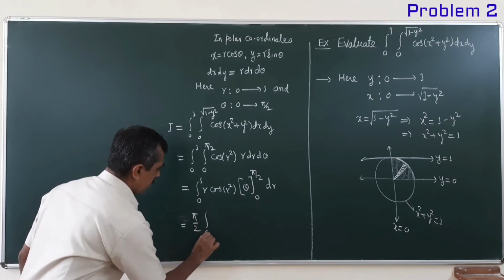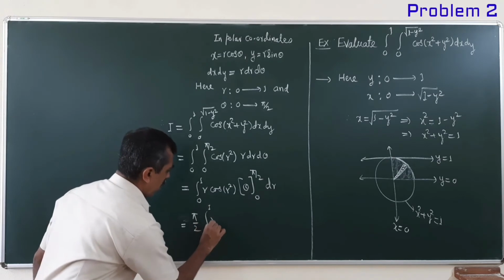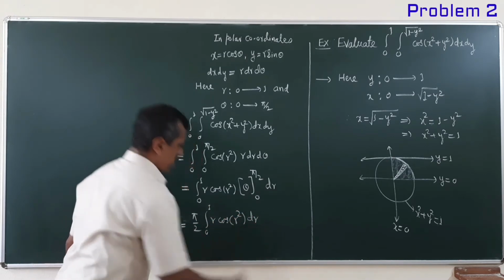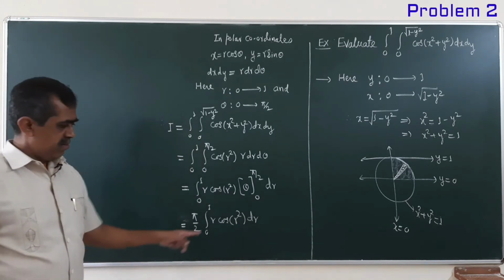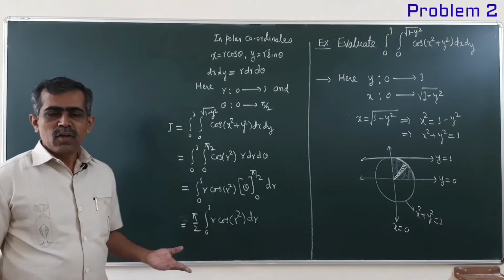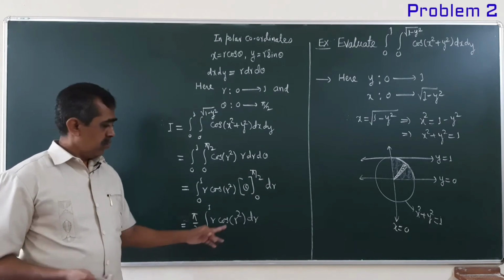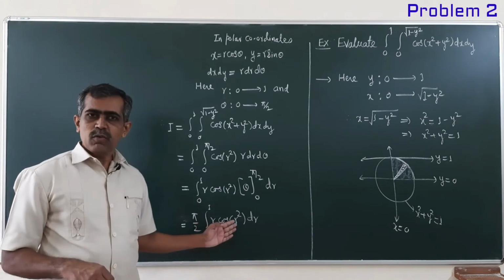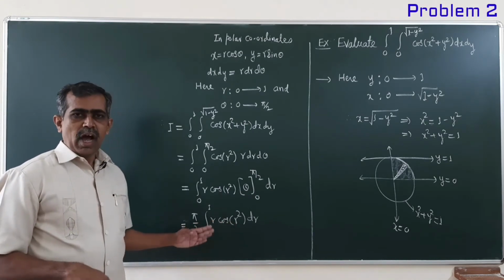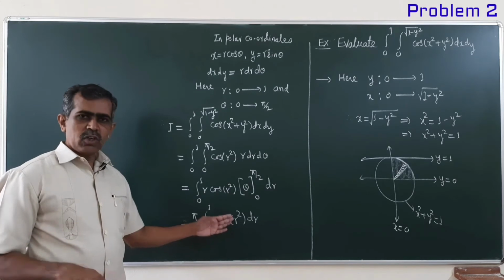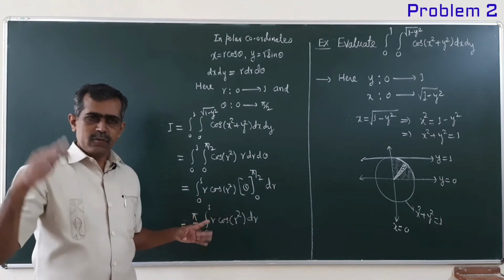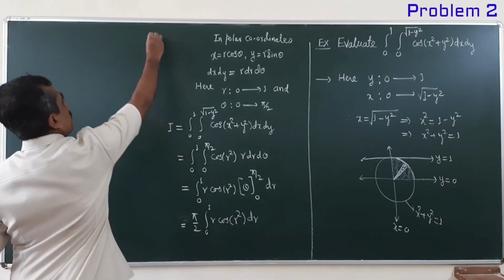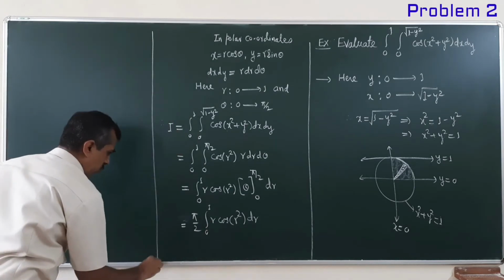So this is pi by 2 integral 0 to 1 r cos of r square dr. Now again there is a problem: the integral of cos of r square. We know the integral of cos of r is sin of r, but easily you cannot take it here, as there is again an r. Either you do substitution or you go by parts, but it will be tedious. So we will make a substitution and the integral will be easy.